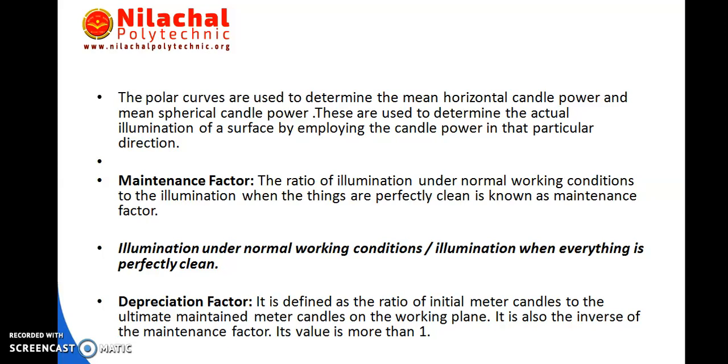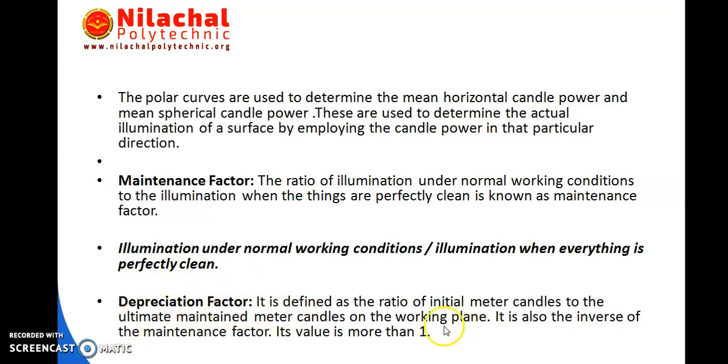So what is this maintenance factor? The maintenance factor is the ratio of illumination under normal working condition to the illumination when everything is perfectly clean. That means illumination under normal working condition divided by illumination when everything is perfectly clean. You can also say it in this way.